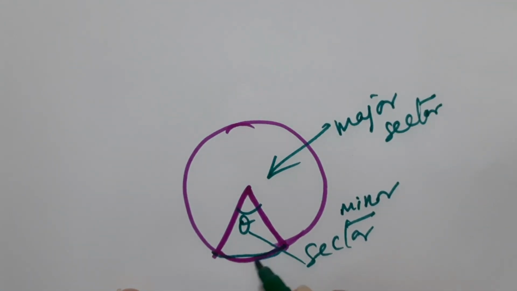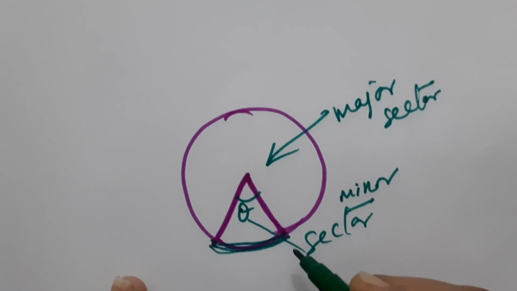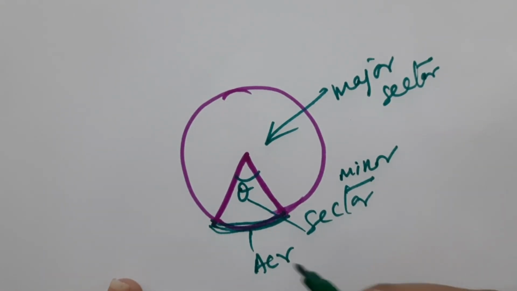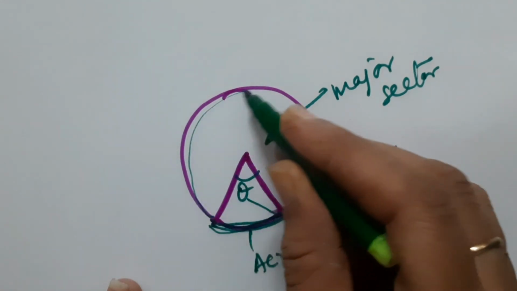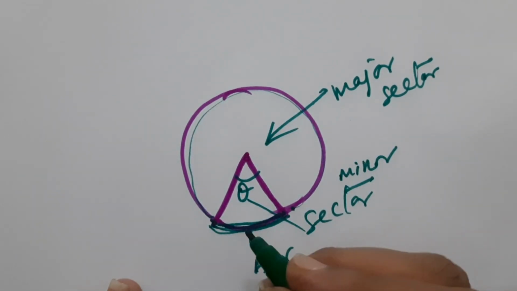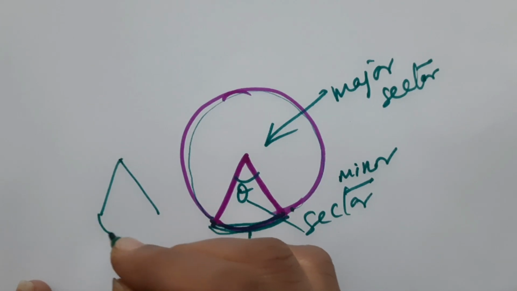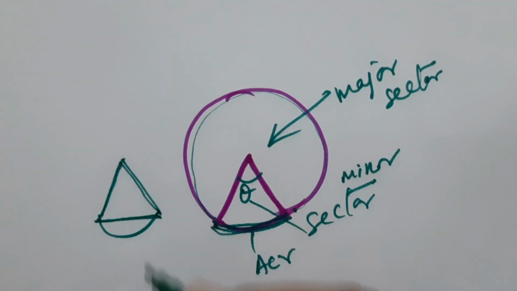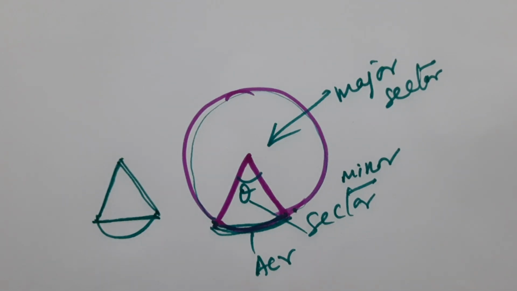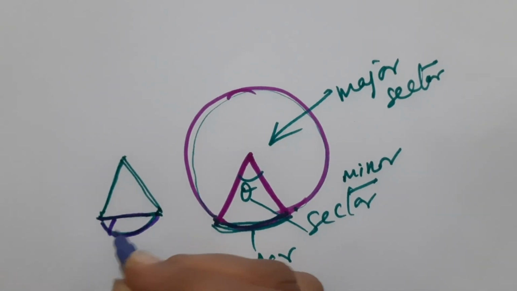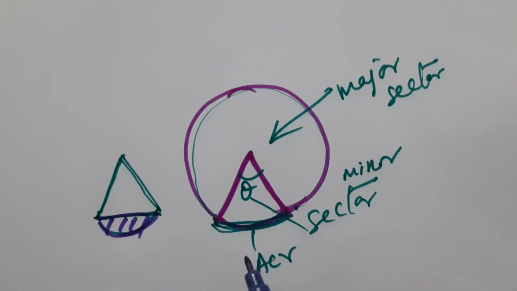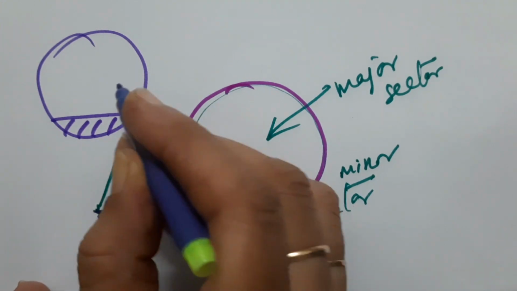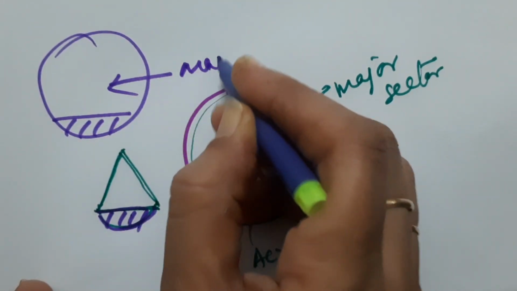Now the part of the circumference which is enclosed between the two radii is an arc, and in the same way we have two different arcs. One is the minor arc and this outer one is the major arc. Moreover, if from the sector we remove a triangle, we are going to get a segment. So this part is called a segment. In the same way, a circle has two segments, one is the minor segment and the other is the major segment.